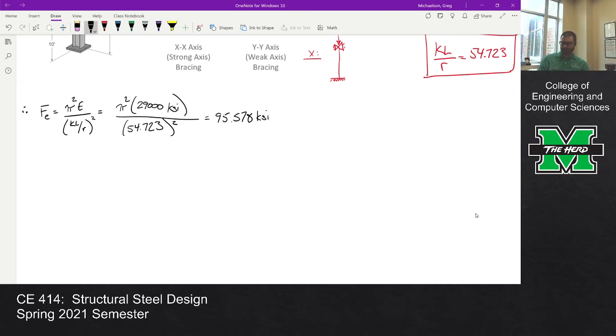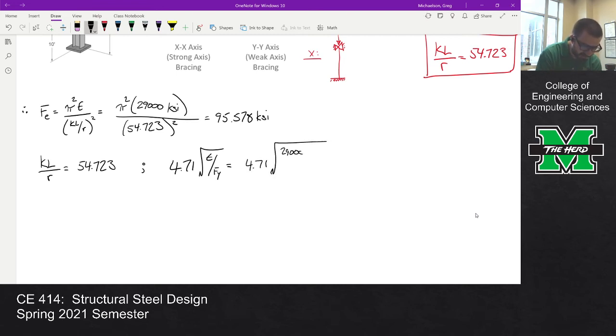Now, it doesn't mean that the column can hold up 95 KSI. That's just the elastic buckling stress. Remember, that's not the capacity. That's just a useful term to compute the capacity. So in order to compute the capacity, we have to compare KL over R, which is 54.723, to 4.71 times the square root of E over Fy. That's 4.71 times the square root of 29,000 KSI over Fy, and Fy is going to be 50 for pretty much from here on out.